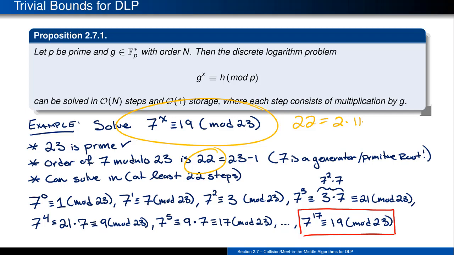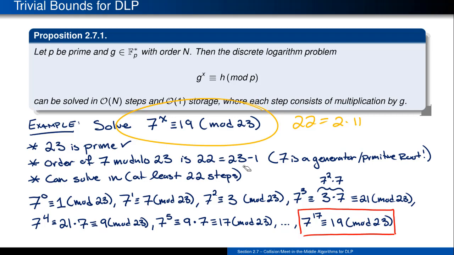If I change the 7 to something else that is possibly not a generator, we may not actually see an overall solution. The important thing in all of this is that you can see how long it's going to take for us to guarantee a solution emerges. If I start taking this number 7 and raising it to various powers, I know that once I get to 22, I'm back to 1, and then this whole process is going to start again.